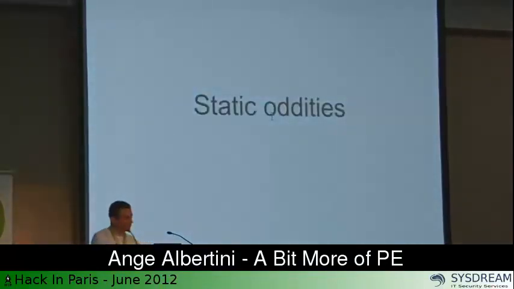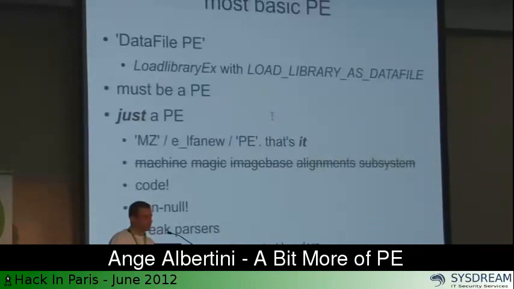I'll start with the static oddities. I discovered that the most basic PE is not an executable PE in the OS. Because you can have data file PEs, for the resources and icons and stuff, which are PE files loaded via LoadLibrary with a special parameter saying it's a data file. It has to be a PE. It will fail if it's any kind of binary, but it can be just a PE in the most strict meaning, which means just MZ, e_lfanew, and the PE signature. That's it, and then it's accepted.